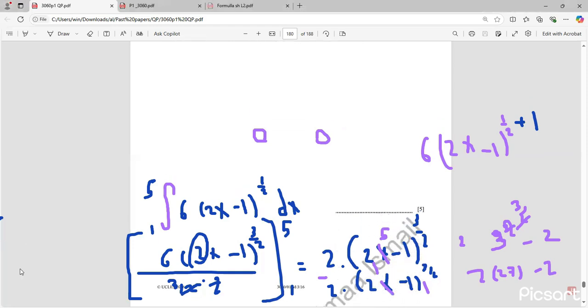So it is here, 54 minus 2. It gives us the final area will be 52, and we did it. Let's see the next.